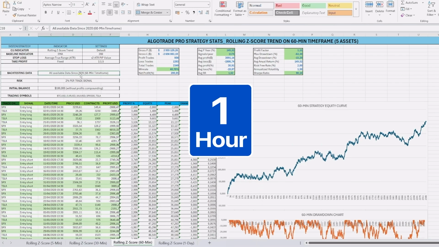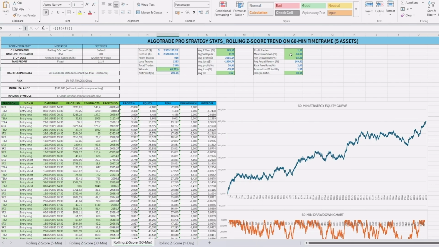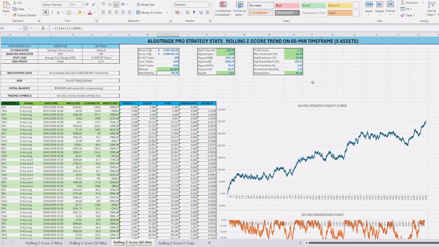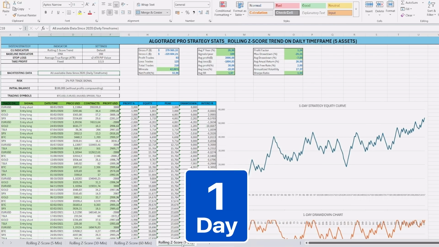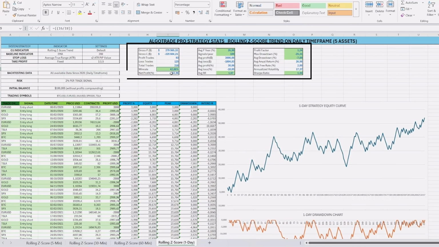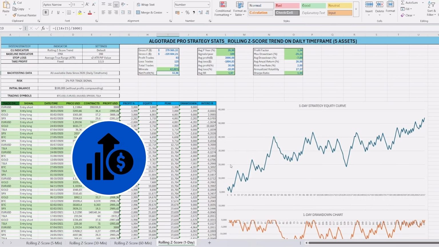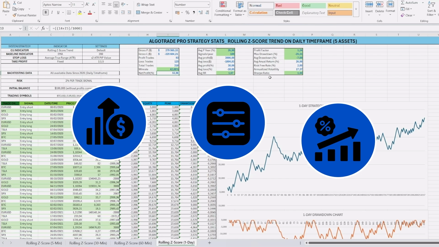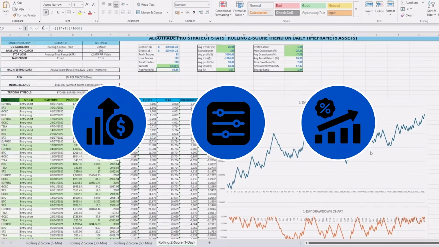Next, we have the 1-hour chart. The results remain strong, with nearly 300% total profit and consistent performance across multiple assets. And finally, the daily chart. Fewer trades, but cleaner signals. Profitability remained positive, drawdown stayed controlled, and the equity curve continued to trend higher over time.